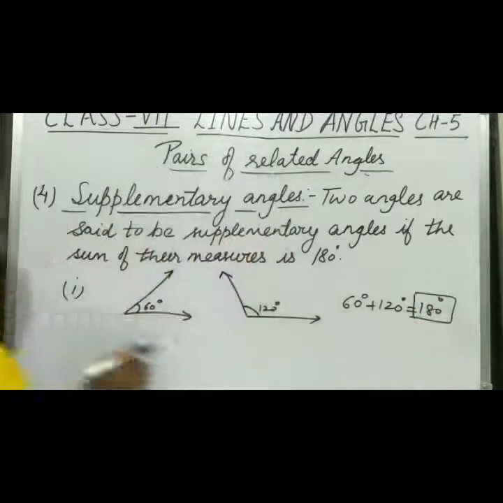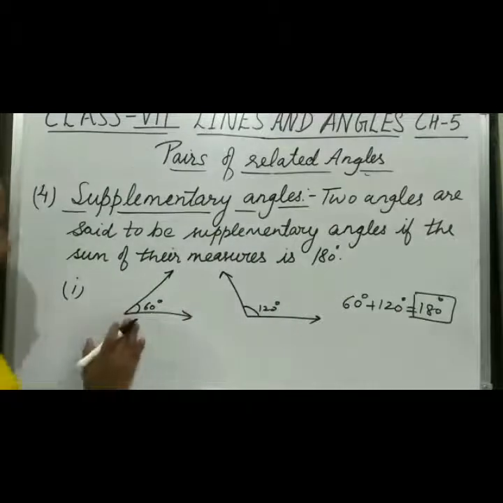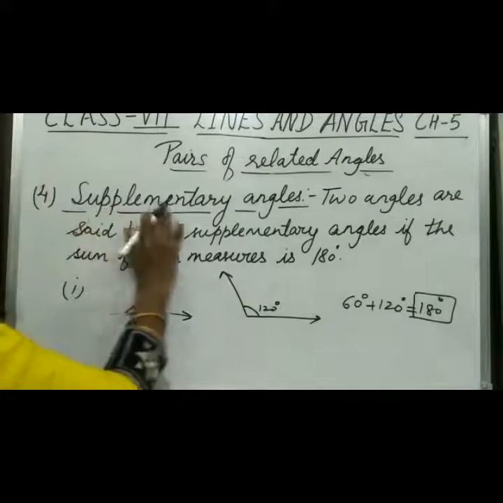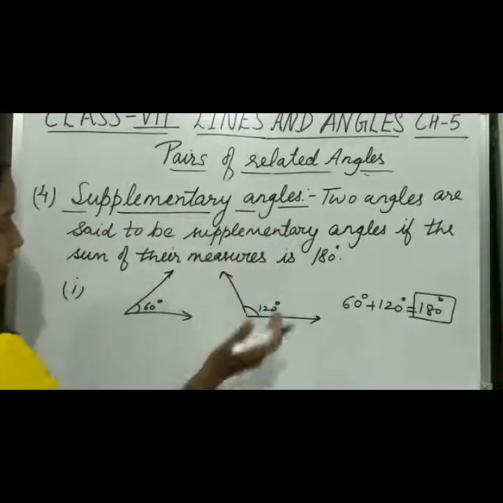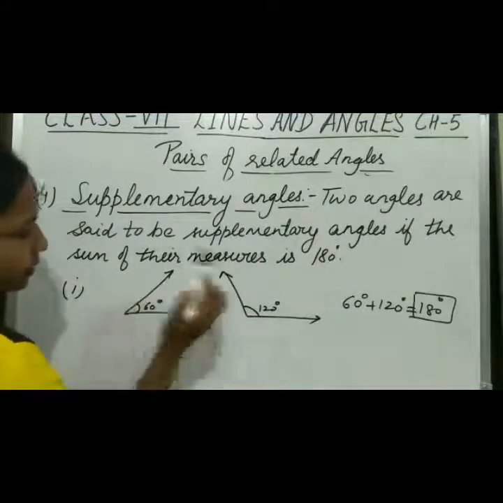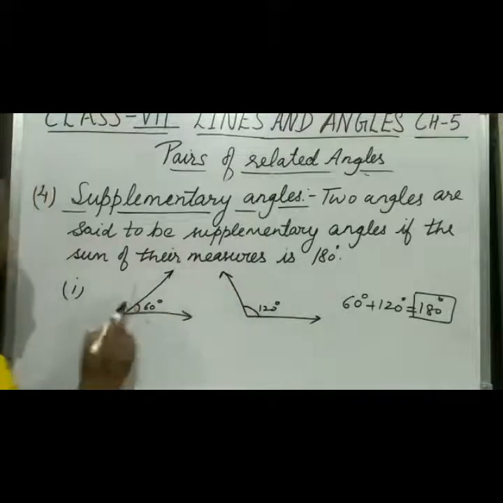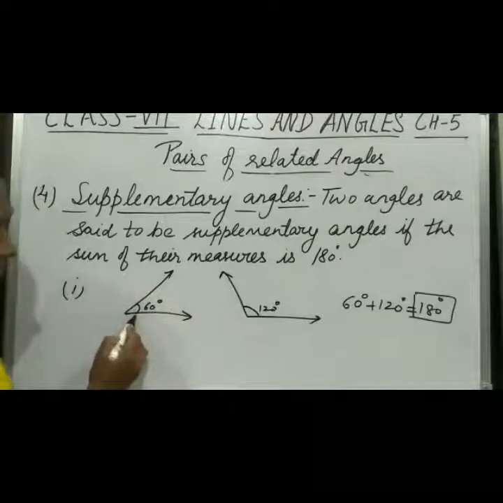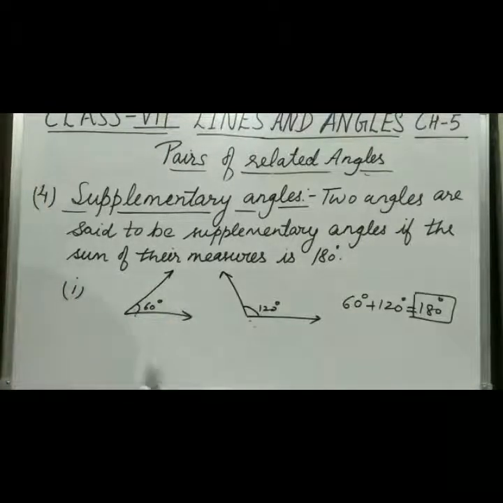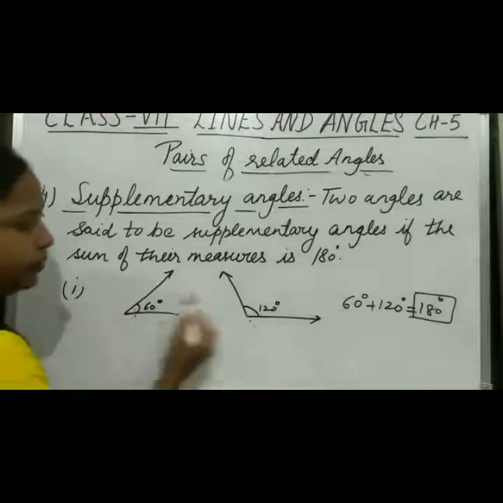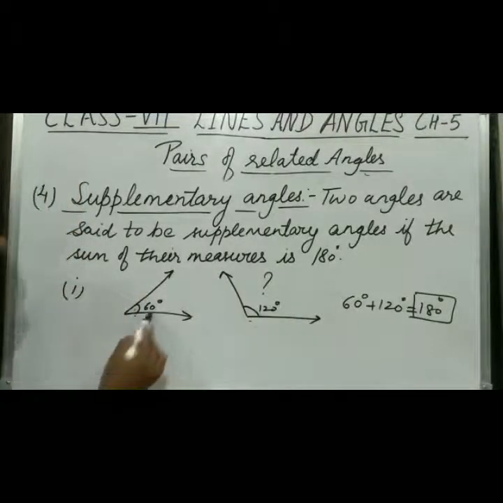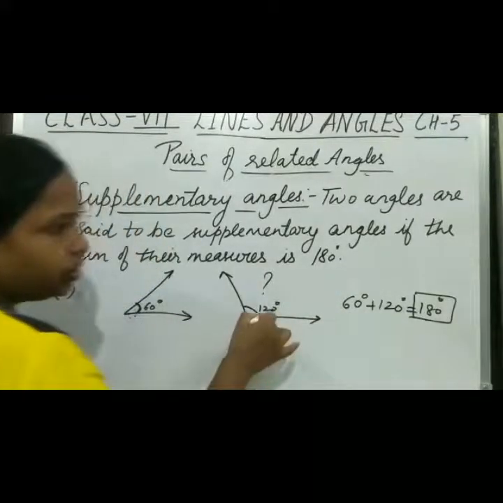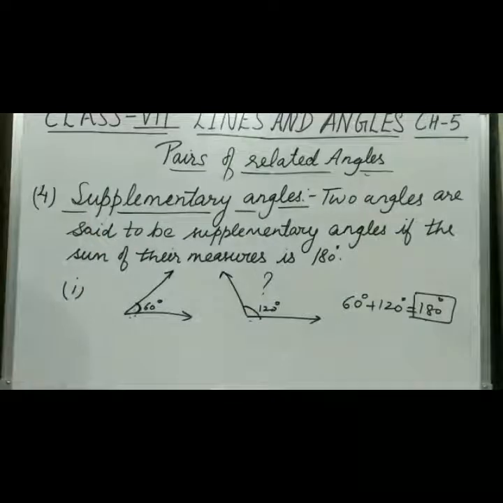So that means when the sum of any two angles is equal to 180 degrees, then we call these angles supplementary angles. Supplementary angle means this one is supplement to this and this one is supplement to this. Suppose the measure of one angle is given to you and it has been given that both the angles are supplement to each other. So how will you find the measure of the other one? We will subtract the measure of the first one from 180 degrees. We will get the measure of the second angle.